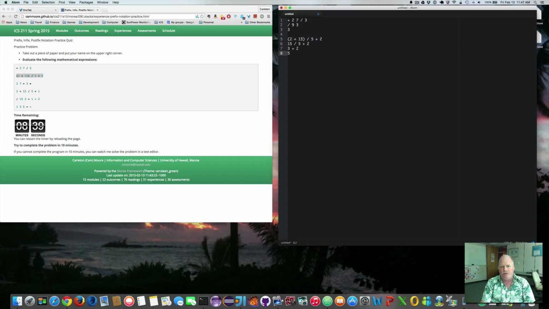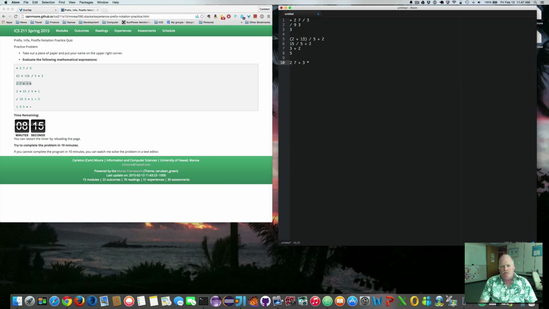So the parentheses tells me that I have to do this operand before I do the division. Otherwise I would do the division first, because infix operator precedence says division and multiplication occur before addition or subtraction. So the next equation is a postfix equation.